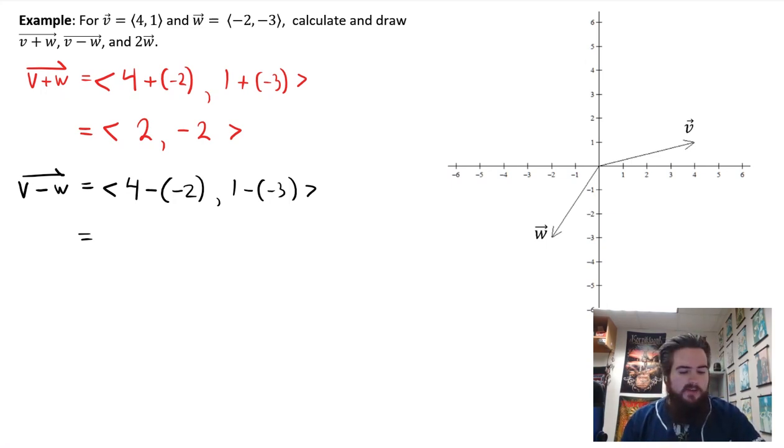This overall now gives me 4 minus -2, which is overall 6 for the first component, and 1 minus -3, which is overall 4 for the second component.